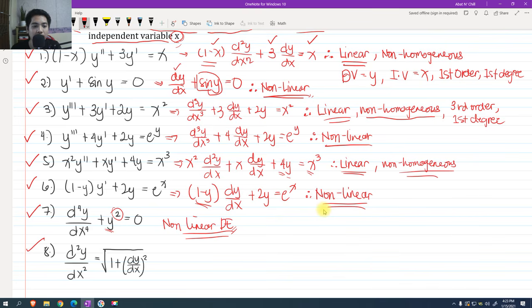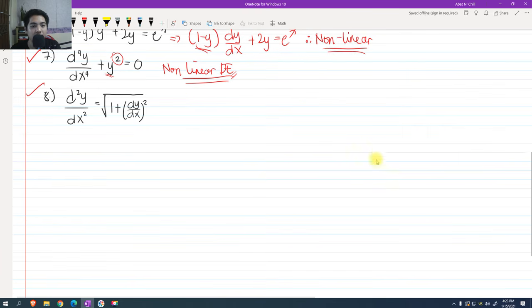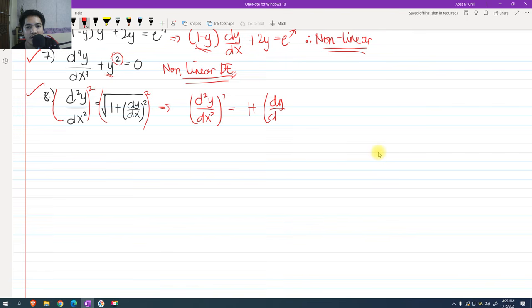And for number 8, let's try for number 8. Obviously, if we try to free this term from its square root, we can square both sides. So we have the second derivative of y with respect to x squared, and then we have 1 plus dy all over dx squared.